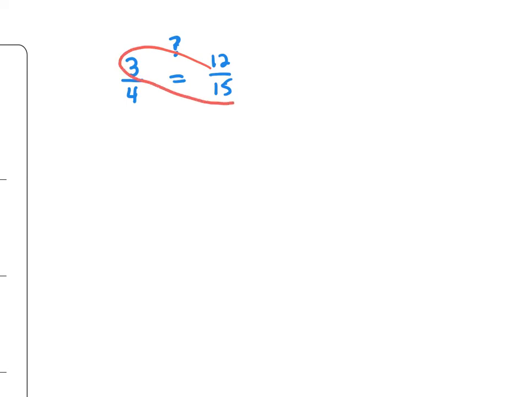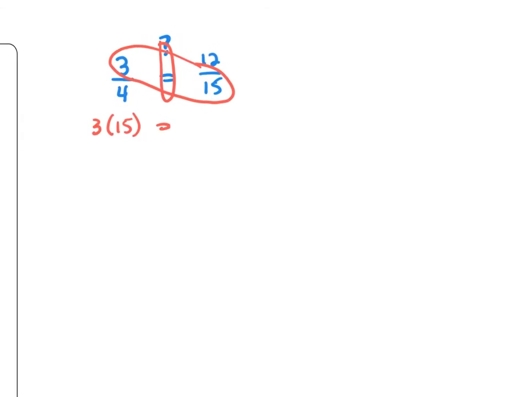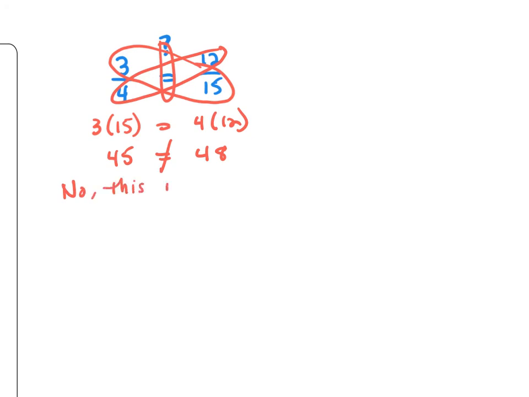I would take 3 times 15. I drop down that equal. We're still not sure if it's equal, but we're going to find that out, and then I would do the other butterfly wing. So I would take 4 times 12 or 12 times 4. Actually, the order that you write these two factors doesn't matter. So I now have 45, and on this side I have 48, and oh, these are not equal. So this means no, this is not a proportion. And that's because the two sides are not equal.